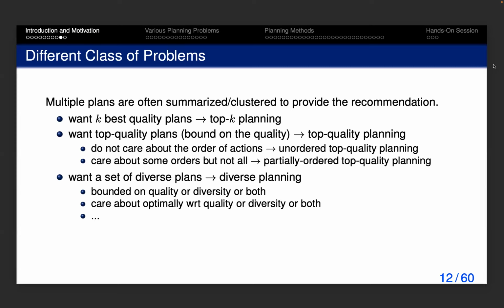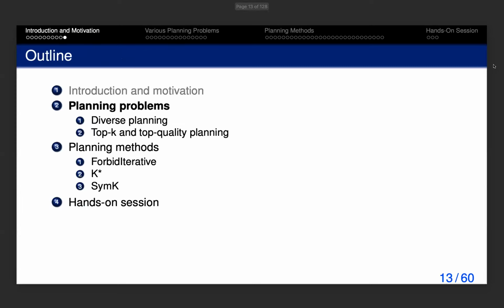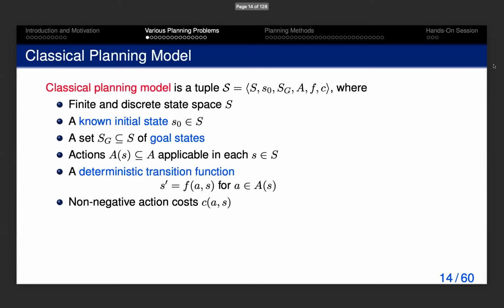So now let's go a little bit more formally into these planning problems that I just mentioned. But before that, let's again level set on what the classical planning model is. A classical planning model consists of a tuple of six elements. You have a finite and discrete state space S. You have a known initial state S0. You have a goal state. You have a set of actions, a subset of them are applicable actions.